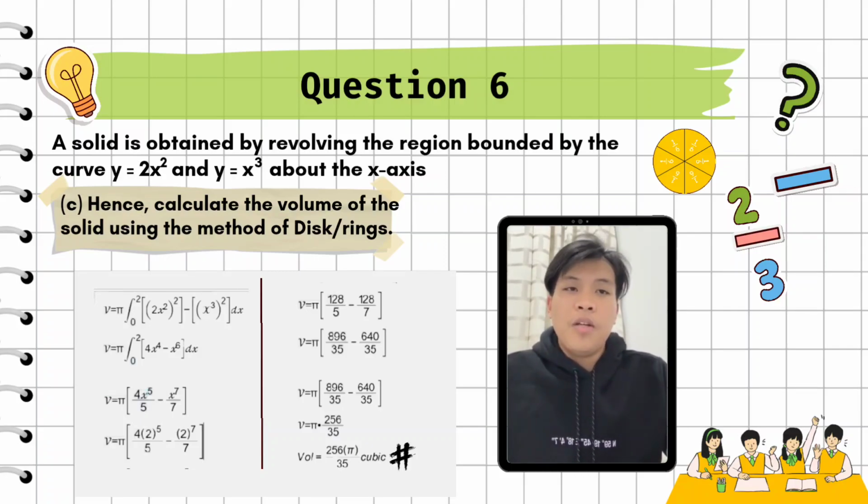So the volume becomes V = π × 256/35. The last answer is V = 256π/35. So that is the volume of the solid of revolution.